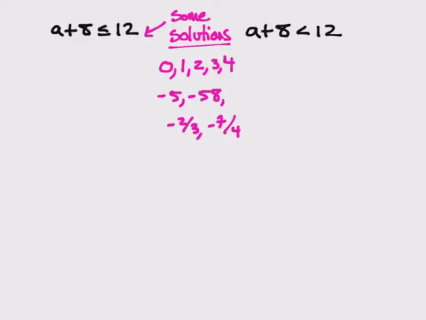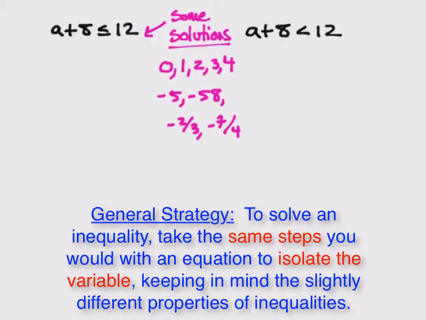So how do we capture all the solutions to this inequality? Our general strategy to solve an inequality is to take the same steps you would to isolate your variable as you would in an equation, but of course keeping in mind these slightly different properties of inequalities. So in this case, we're looking to isolate A, and I bet you know exactly how to do that. Let's just subtract 8 from both sides of the inequality. And so we find that the solutions to this inequality are any number less than or equal to 4.